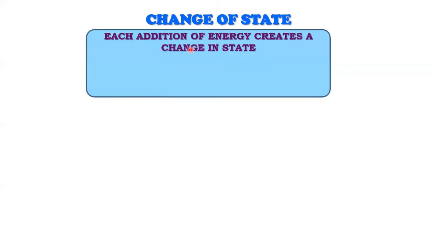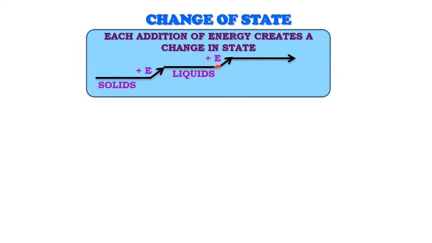Each addition of energy creates a change in state. Whenever you add energy to it, the state of the matter tends to change. आगे देखते हैं. If you have solids, and if you're applying energy, they'll be converted into liquids. And on liquids, if you apply more energy, they'll be converted into gases. So solids, when you apply energy, will be converted into liquid. On applying energy to liquid, it will be converted into gases.